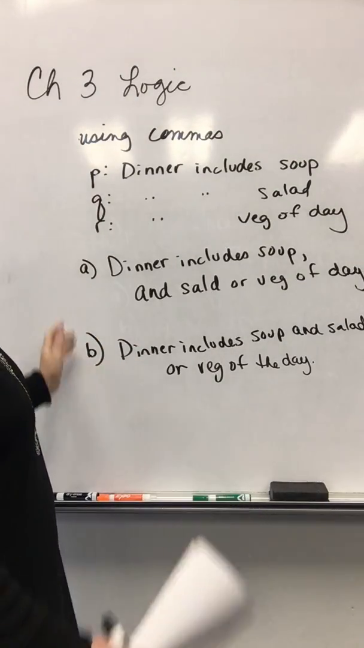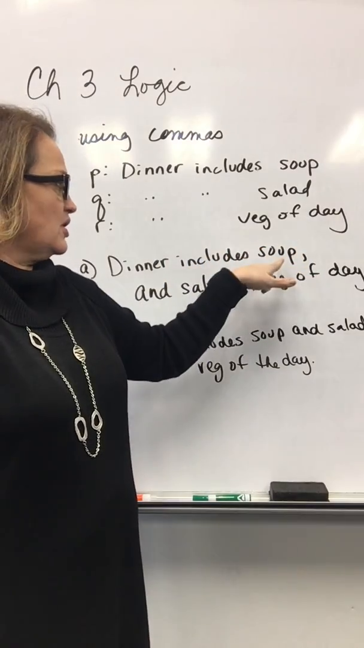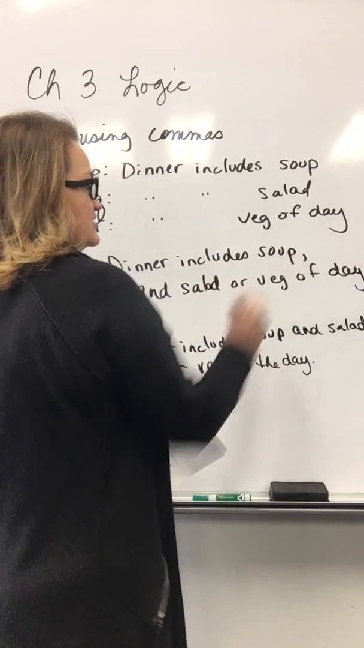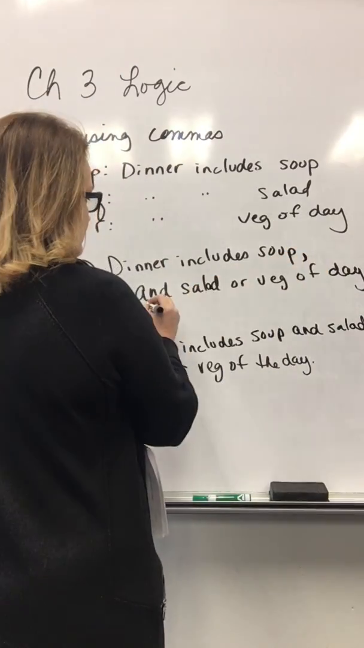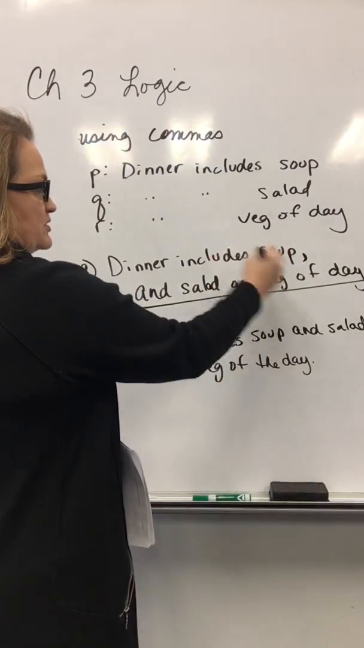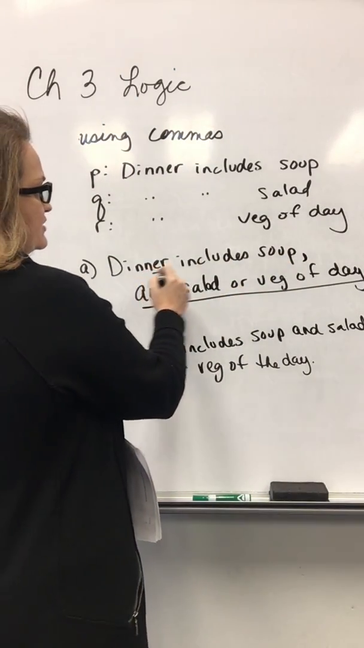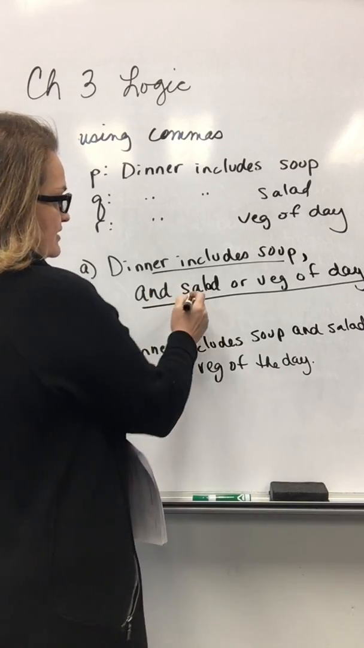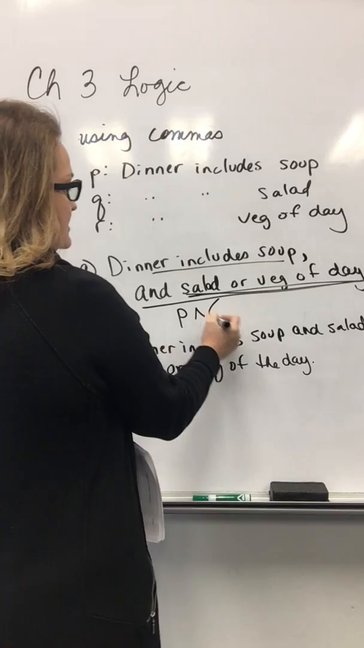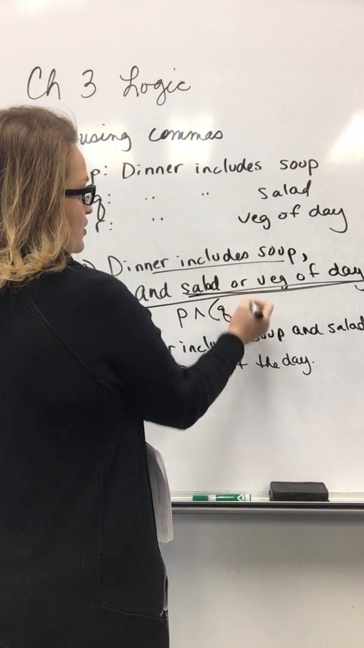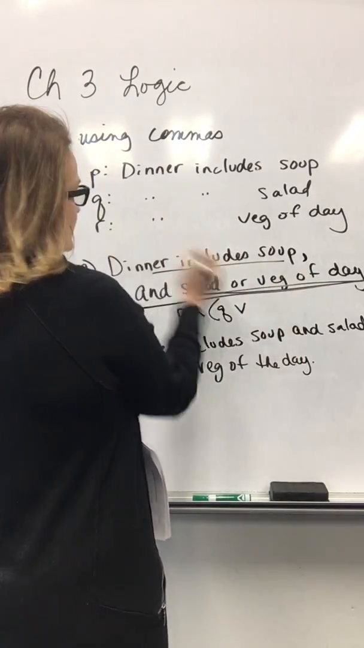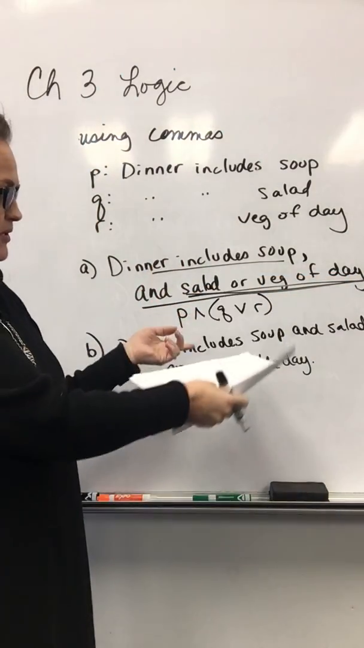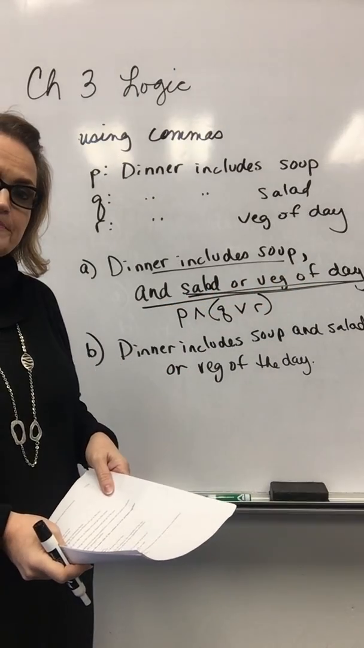Our example A has dinner includes soup, and then there's a comma, and salad or veg of the day. So notice how there's a comma here, and then these two things are together. So this part's going to have a parenthesis around it. We're going to have dinner includes soup, which is P, the symbol, and then this part needs to be in a parenthesis. The salad, which is Q, the or, which is the V, and veg of the day, which is R. So the part after the comma, notice it's in a parenthesis. Those are considered grouped together.